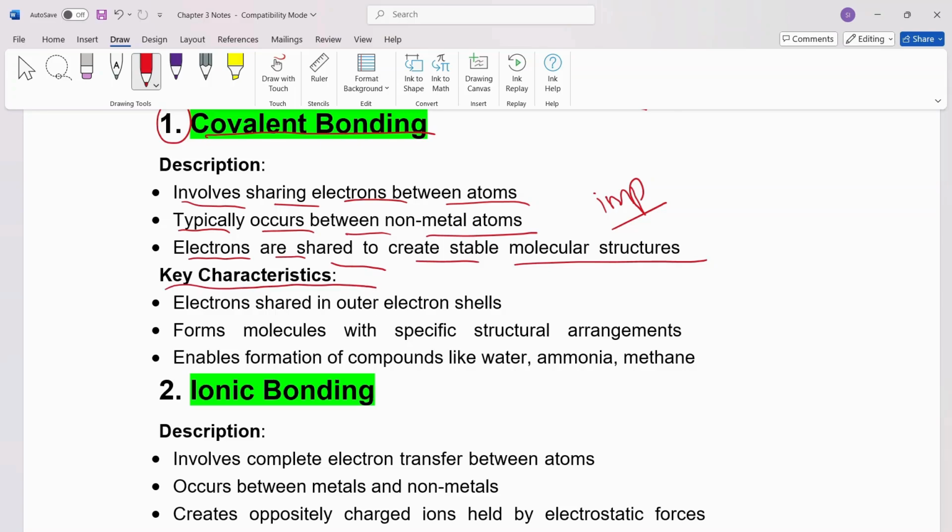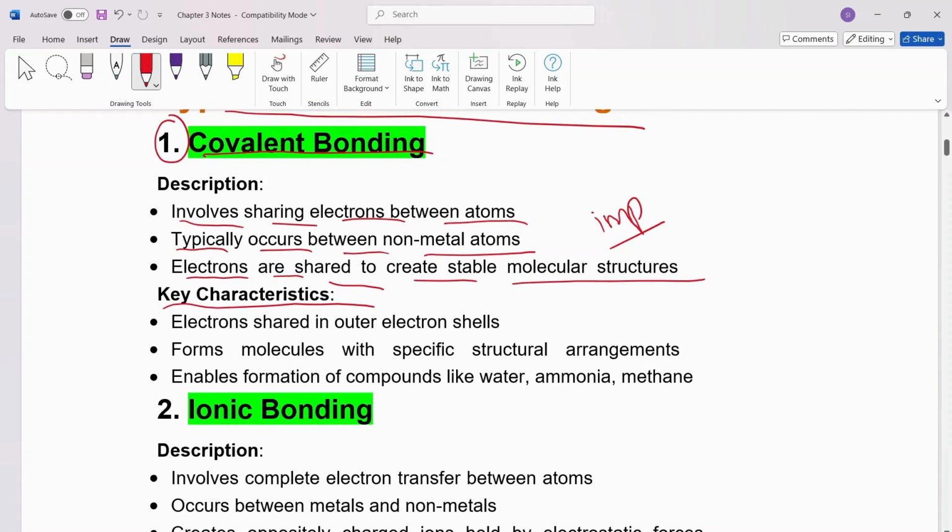The key characteristics of covalent bonding are electrons shared in outer electron shells. Forms molecules with a specific structural arrangement. Enables formation of compounds like water, ammonia and methane.